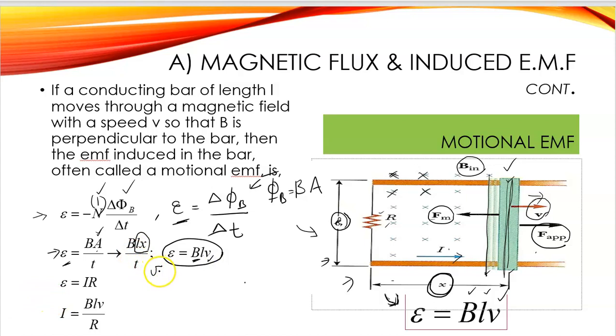Now, let's say I want to relate this equation with the resistance in this circuit. Just replace this EMF over here, because this is your voltage V. V is also the product of I and R. So replace this EMF with I and R, and bring R to the other side. You will have a relation between your current, magnetic field, length, velocity, and also the resistance. So that was motional EMF.